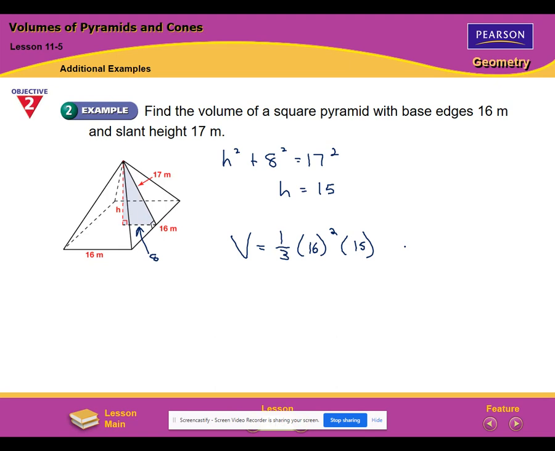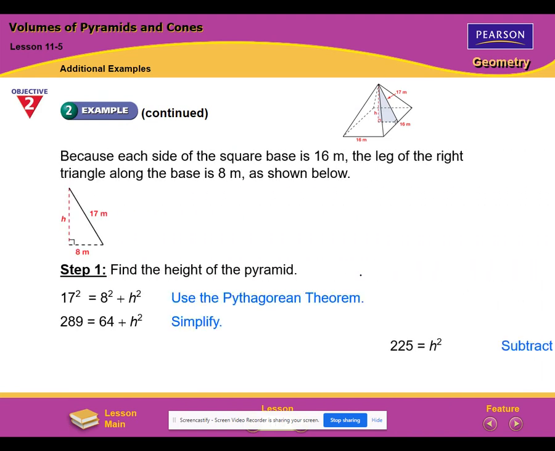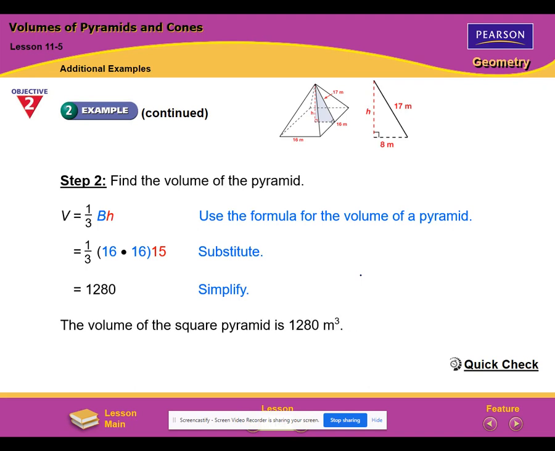and I get 1,280 meters cubed. Okay, moving on again. They showed a little work on this one. There you go, 1,280 meters cubed.